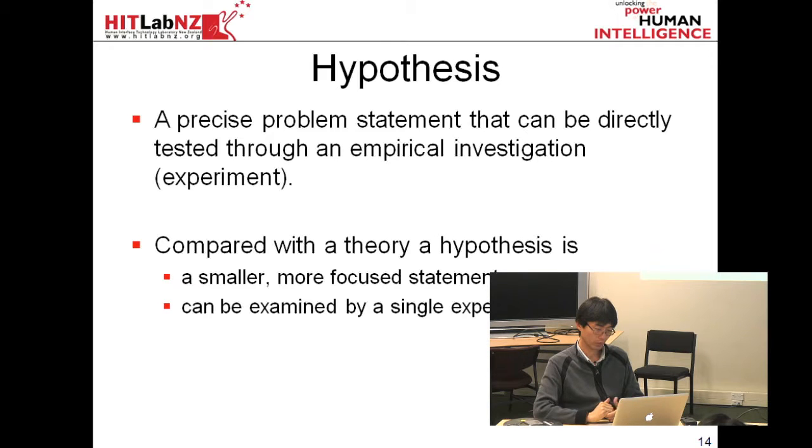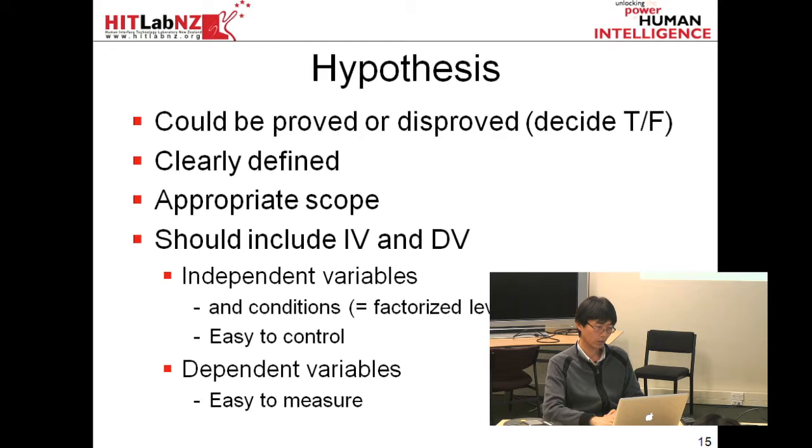And compared to a theory or the general research questions you have been dealing with so far, it's a smaller, more focused statement. So usually it's just one sentence and can be examined or validated using a single experiment. It should be clearly defined so that it could be either proved or disproved using your experiment, and should have an appropriate scope. In one sentence you cannot really put a lot of things, so your scope should be focused on either task performance, or how easy it is to use, and so forth.